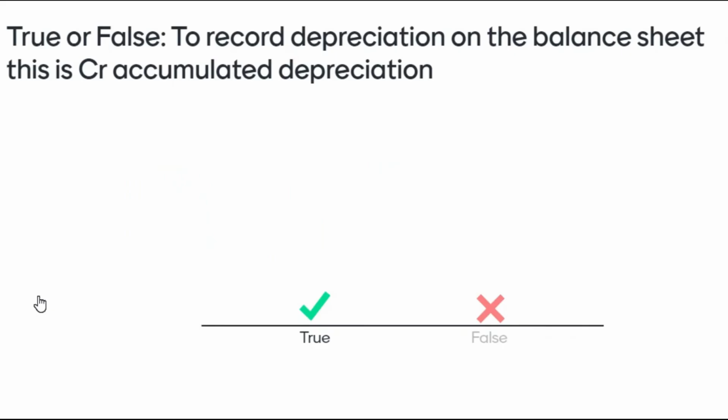This question, true or false, to record depreciation on the balance sheet. So the statement of financial position. This is credit accumulated depreciation. So that's true. So like I mentioned before, it's debit depreciation in the income statement or statement of profit and loss and credit accumulated depreciation on the balance sheet or statement of financial position.